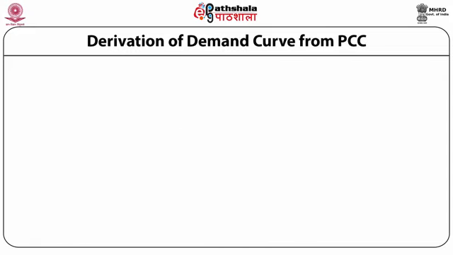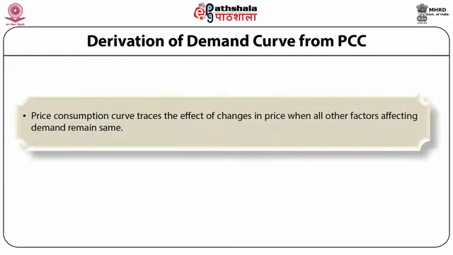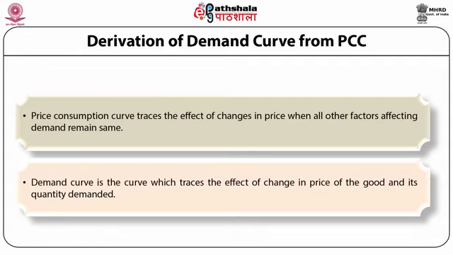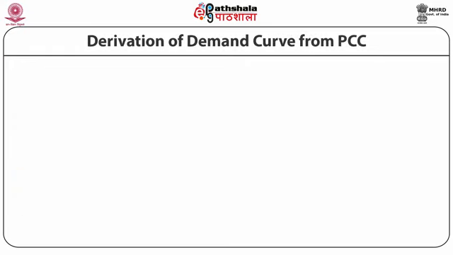Derivation of demand curve from price consumption curve. As discussed before, price consumption curve traces the effect of changes in price when all other factors which are affecting the demand remain the same. Demand curve, on the other hand, is the curve which traces the effect of change in the price of a good and its quantity demanded. Now let us see how demand curve is derived from price consumption curve.